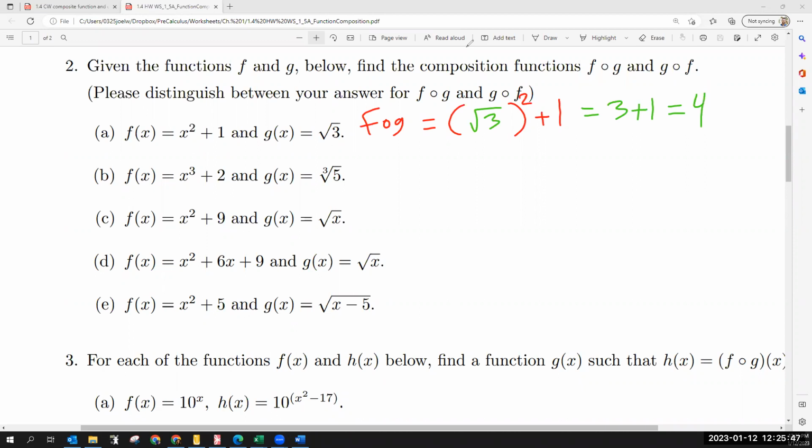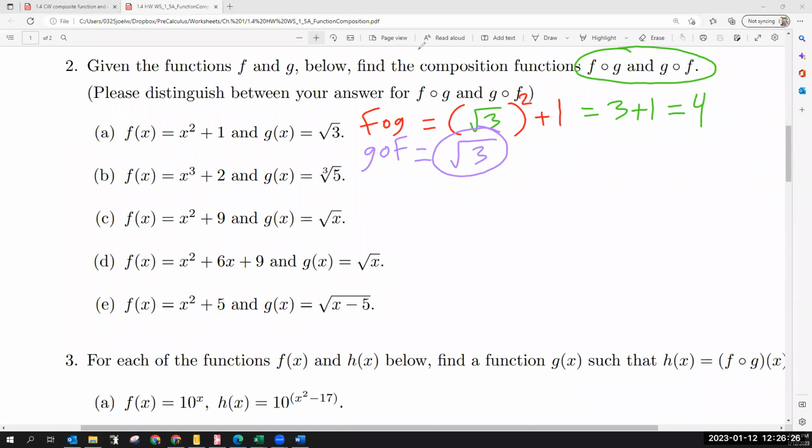It tells me up here to do both F of G and G of F. So G of F. What is G? Square root of 3. Is there an X? So my answer is square root of 3. If there's no X to plug into, that's just it. That's a constant, so it just stays that. You can't plug into anything. All right, there you go. That was part A, number 2. The rest of this is pretty obvious.